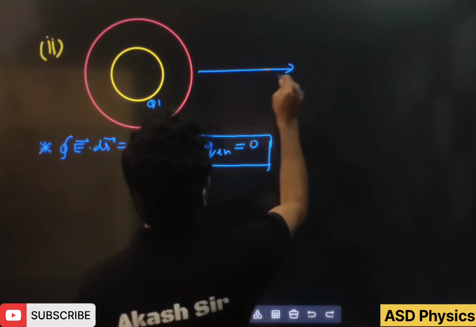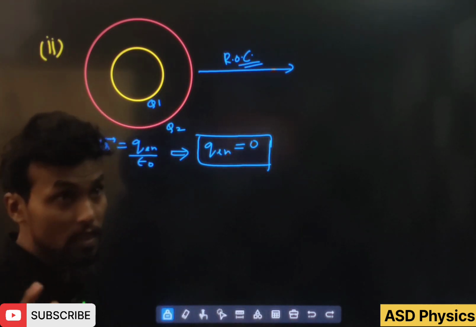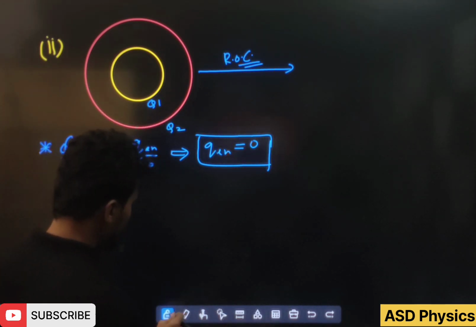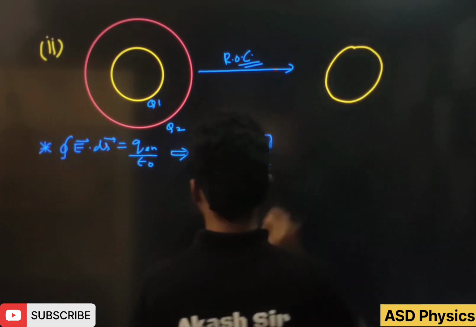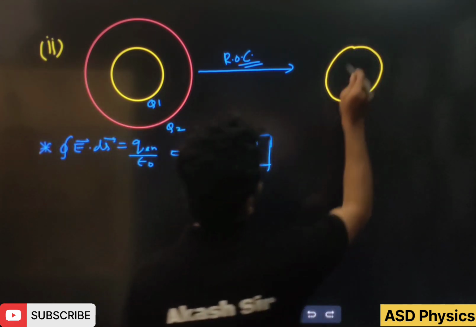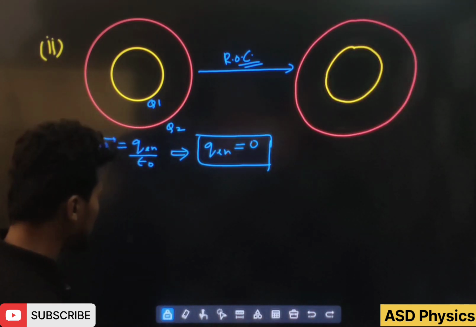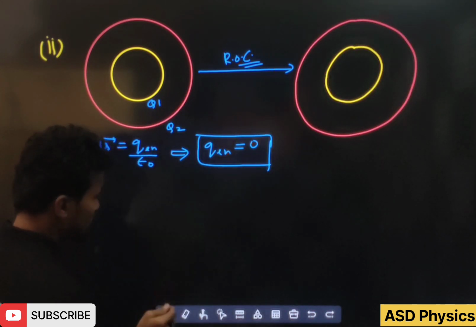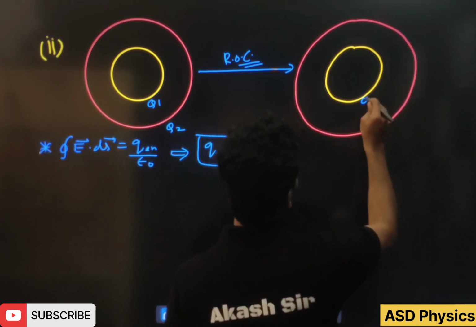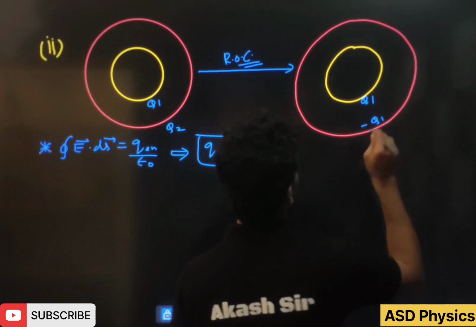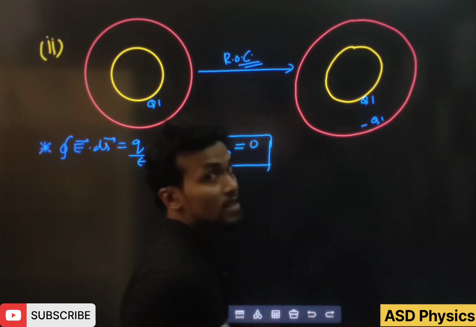So the moment we give this charge Q1 and Q2, redistribution of charge will happen. ROC means redistribution of charge. After the redistribution of charge, the facing surfaces will have equal and opposite charge. That means here Q1, and here minus Q1. This surface and this surface are facing, so here Q1 and here minus Q1.